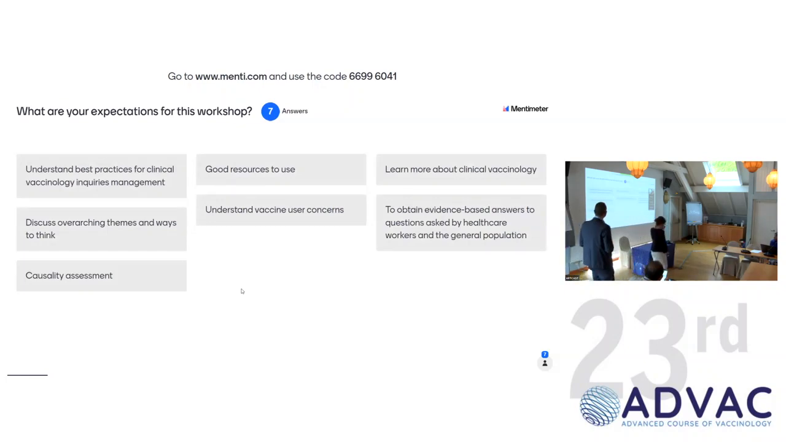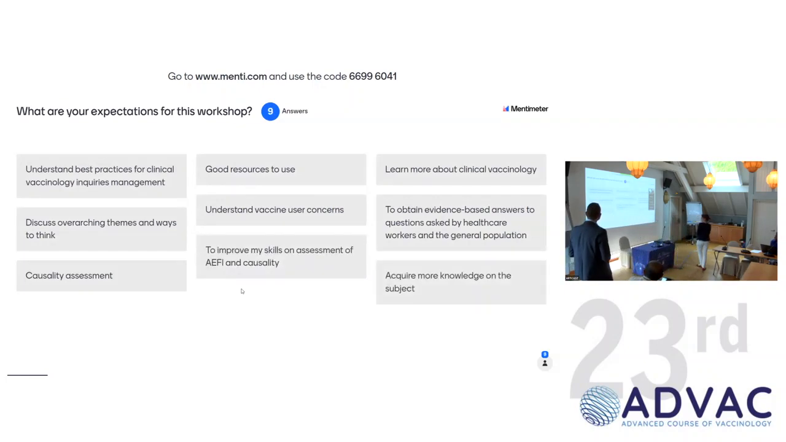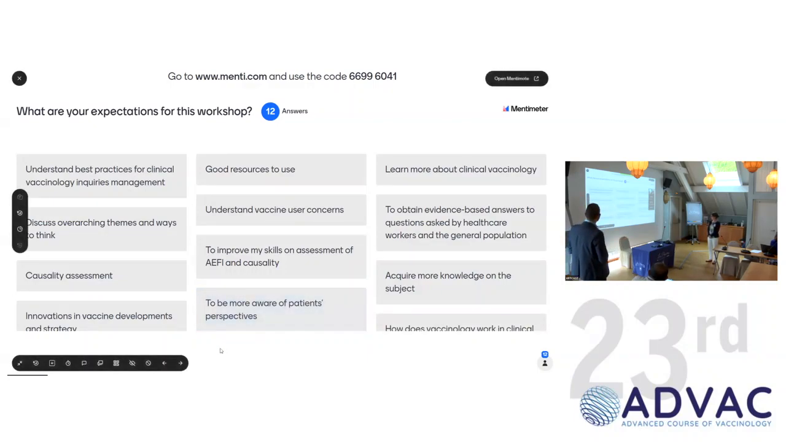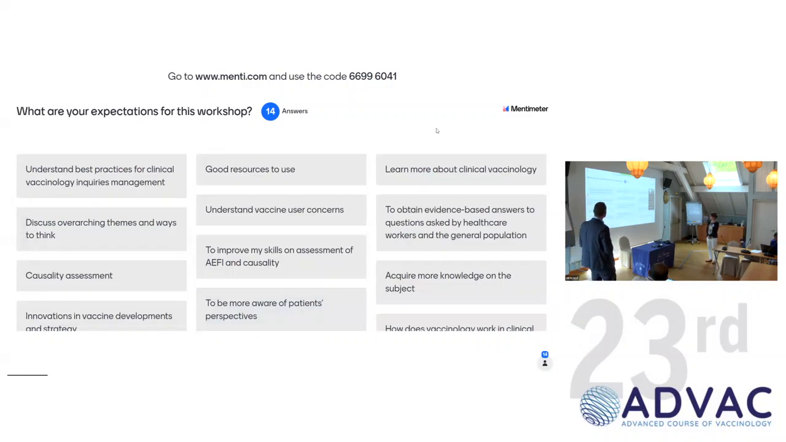So understanding best practice from clinical vaccinology and prior management, discussing overreaching teams and waiting, causality assessment, yeah, totally correct. Innovation, vaccine development. Good resource to use, understand vaccine user concern, improve skills, very good. To be more aware of patient perspective, yes, maybe some vaccine hesitancy there. Then learn about clinical vaccinology and obtain evidence-based answers. Find more knowledge, very, very good.